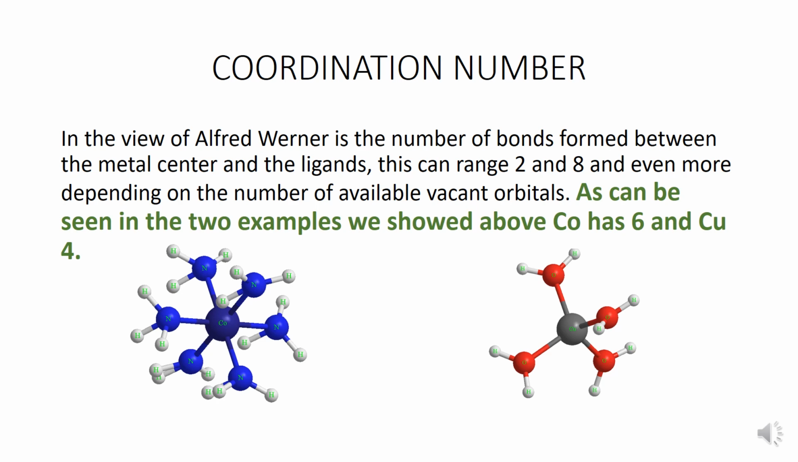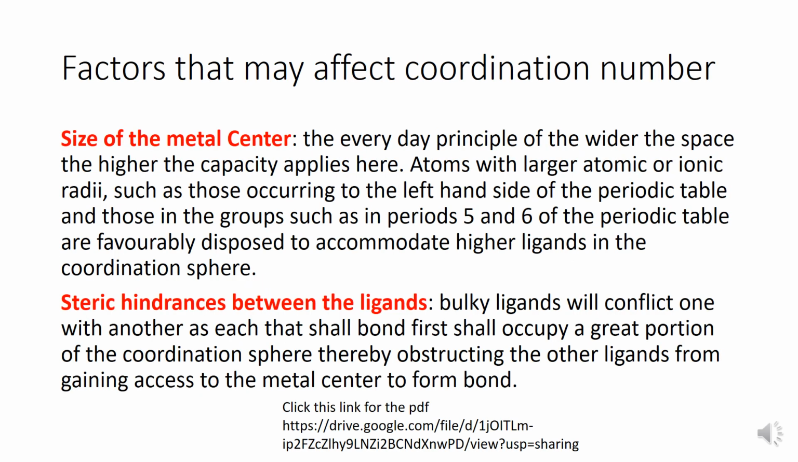In the view of Alfred Werner, coordination number is the number of bonds formed between the metal center and the ligand. This can be between 2 and 8 and even more depending on the number of available vacant orbitals, as can be seen in our structure below here. Further on, what are the factors that may affect coordination number?